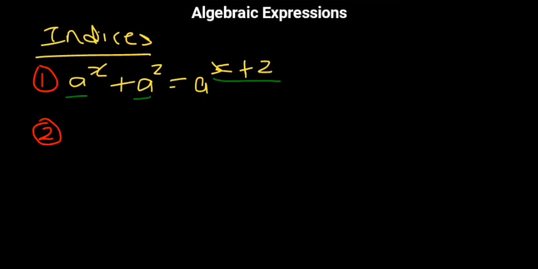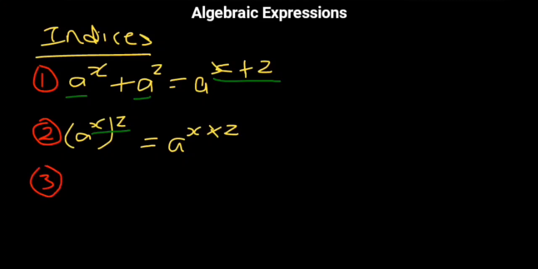Second point: if we have a to the power of x, in brackets, multiplied by another power, which is z, we know that our x and our z would need to be multiplied, according to brackets, BODMAS or BIDMAS. Then we know that our answer would equal a to the power of x multiplied by z. Quite simple, right?